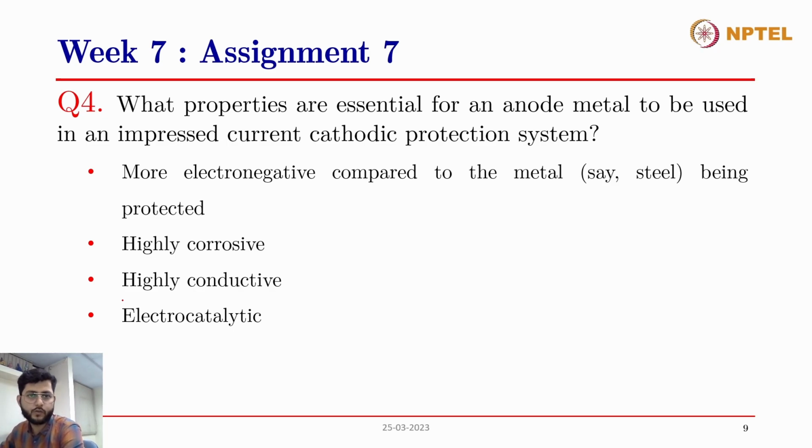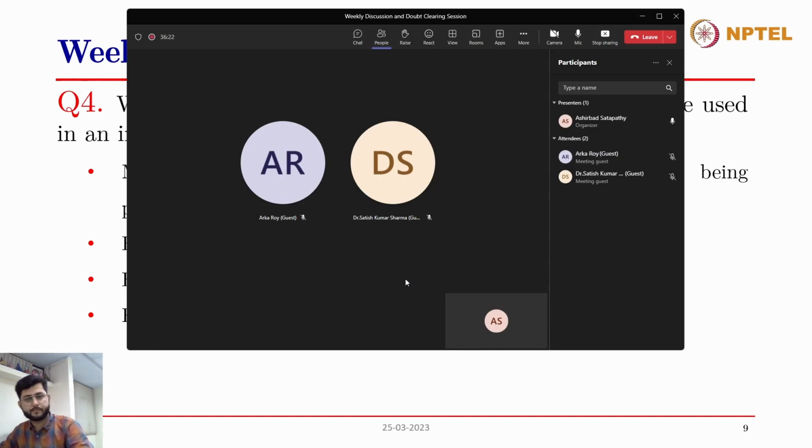Moving on to the fourth question. What properties are essential for an anode metal to be used in an impressed current cathodic protection system? Which of these properties are important? More electronegative compared to the metal, say steel, being protected, highly corrosive, highly conductive, electrocatalytic. Which of these properties need to be present in the anode metal of the ICCP system? Yes, can somebody answer?